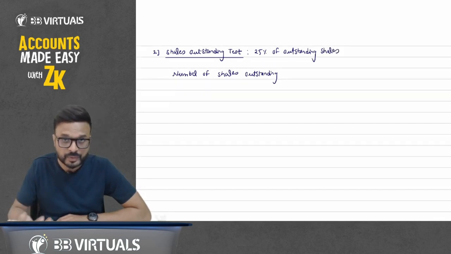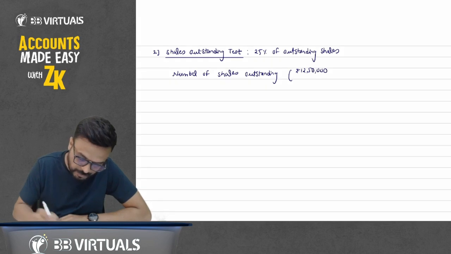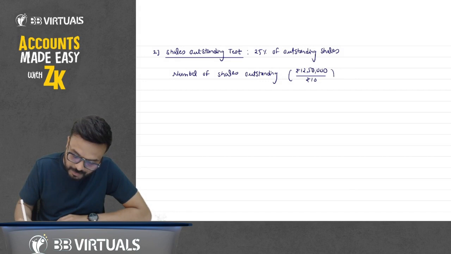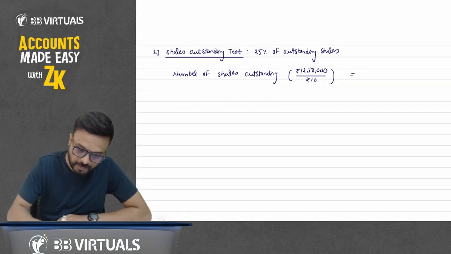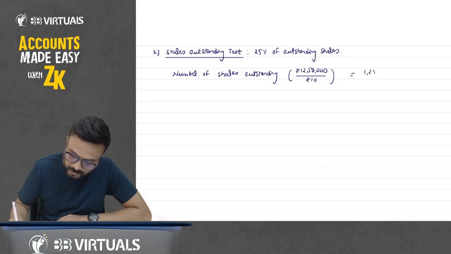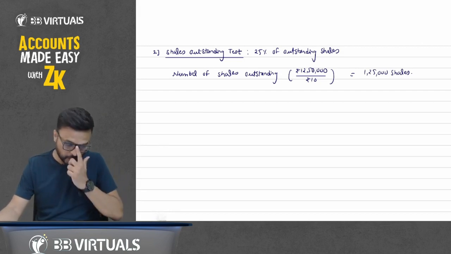So how many shares do we first have to calculate? They have total capital of 12,50,000, and the face value of a share is rupees 10. So how many outstanding shares will it come to? 1,25,000 shares are outstanding. How many shares do they have? 1,25,000 shares are the outstanding shares.